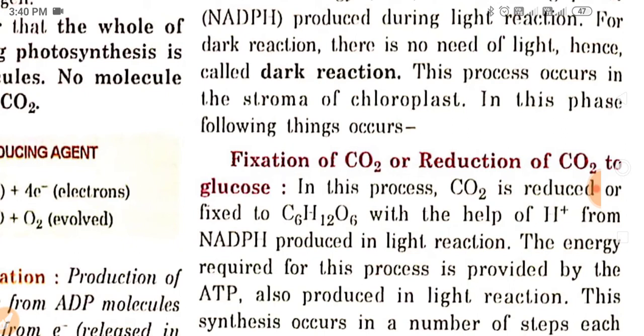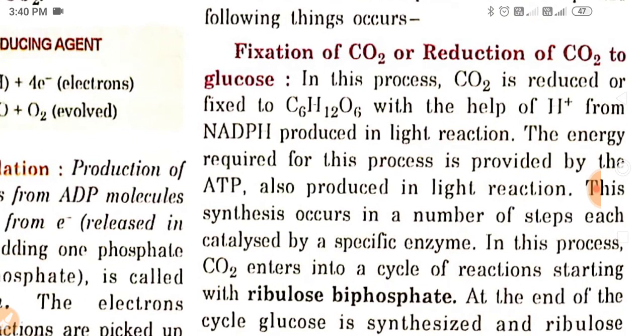This process occurs in the stroma of the chloroplast. As in thylakoids the light reaction occurs, in the stroma the dark reaction occurs. In this phase, the following things occur. First is fixation of CO2, or reduction of CO2 to glucose. In this process, CO2 is reduced or fixed to glucose with the help of NADPH produced in the light reaction. The energy required for this process is provided by the ATP, also produced in the light reaction.